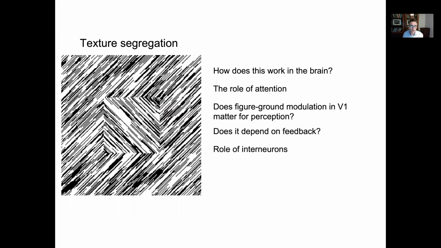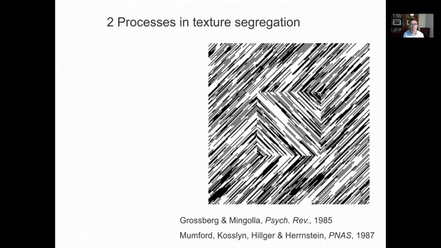In recent years, we've been trying to find out what the mechanisms are for this enhanced activity. So how does this work in the brain? I would like to discuss the role of visual attention in this process. Then I would like to address whether this delayed response modulation matters for perception. I want to demonstrate that it depends on feedback from higher areas. And I also would like to say a few words about the role of inhibitory interneurons. First, I would like to address how this works in the brain.